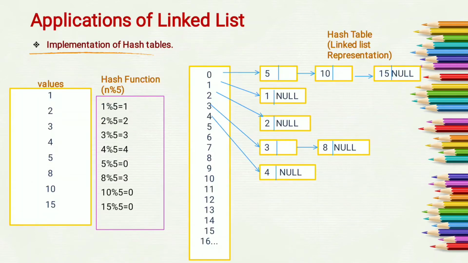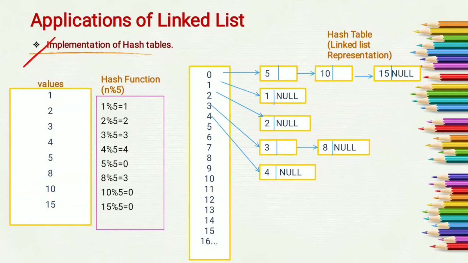Next application of linked list is in implementation of hash tables. To perform searching faster, we need hashing, in which we use a hash function which will directly find the index where our data is stored. Hash tables are used in performing hashing. Hashing is a searching technique in which we can search any data faster than linear and binary search. We will learn linear and binary search in incoming videos.